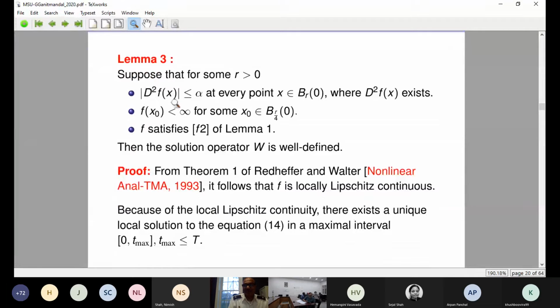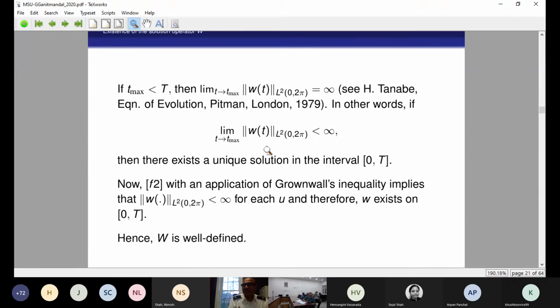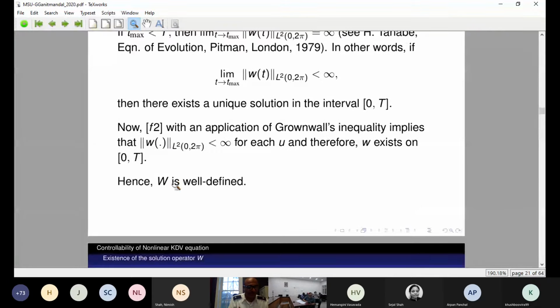Because of the local Lipschitz continuity, there exists a unique solution for our equation 14 or 18 in the maximal interval 0 to T max, where T max is less than or equal to T. You cannot take T max strictly less than T because Tanabe proved this theorem: if it is strictly less than T, then the solution is infinity, so that is not possible. That's why, thanks to Tanabe, it has to be less than or equal to T. Then the existence and uniqueness of the solution in the interval 0 to T can be obtained just by using Gronwall's inequality and my growth condition. This way, the solution operator W is well defined.